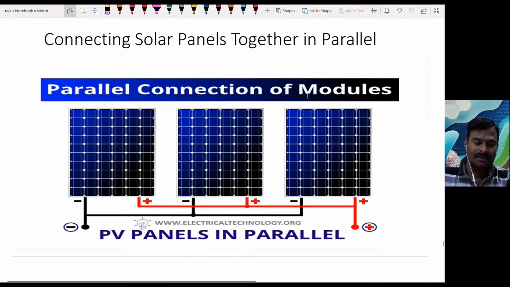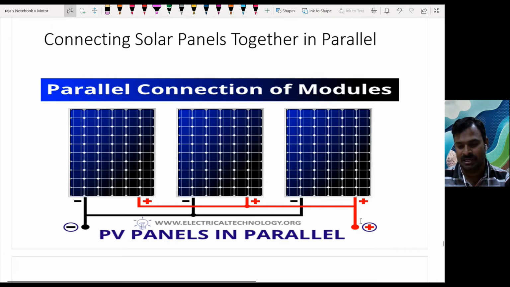You can see a simple graphical representation here. I have three solar panels, and the solar panel positive terminals are connected together and the negative terminals are connected together, and these positive and negative common terminals will be connected to the charge controller. From the charge controller it will be connected to the battery system, so that the current of these three panels will be added up.